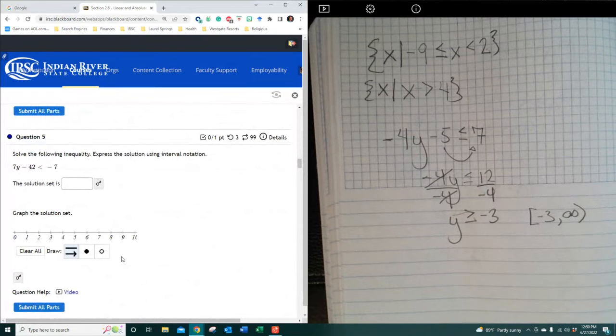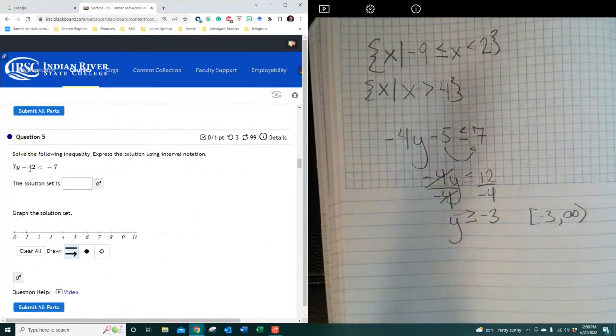Now, this is not changed in any way whatsoever. We're going to add 42 to both sides, and then divide by 7, and then we get our answer. Okay, so I wanted you to understand this, that things will be what they are. Okay, so you just make sure that you are processing this.